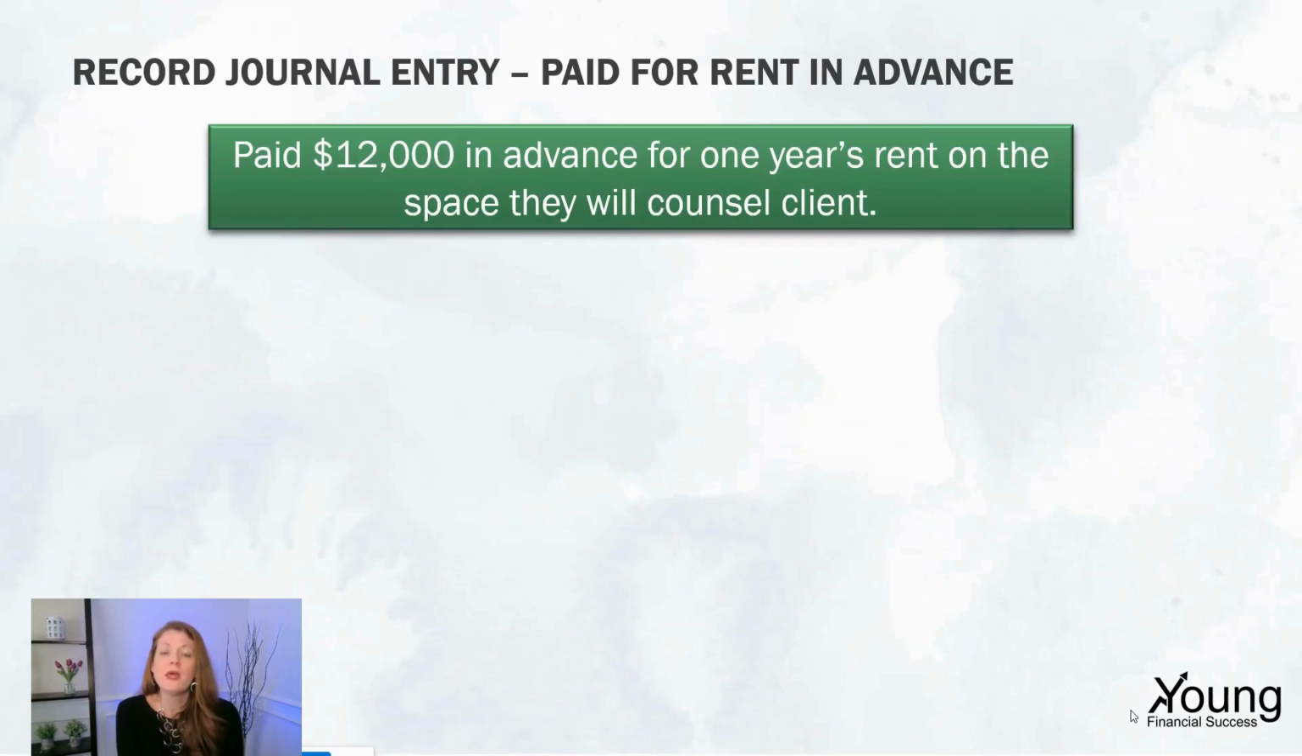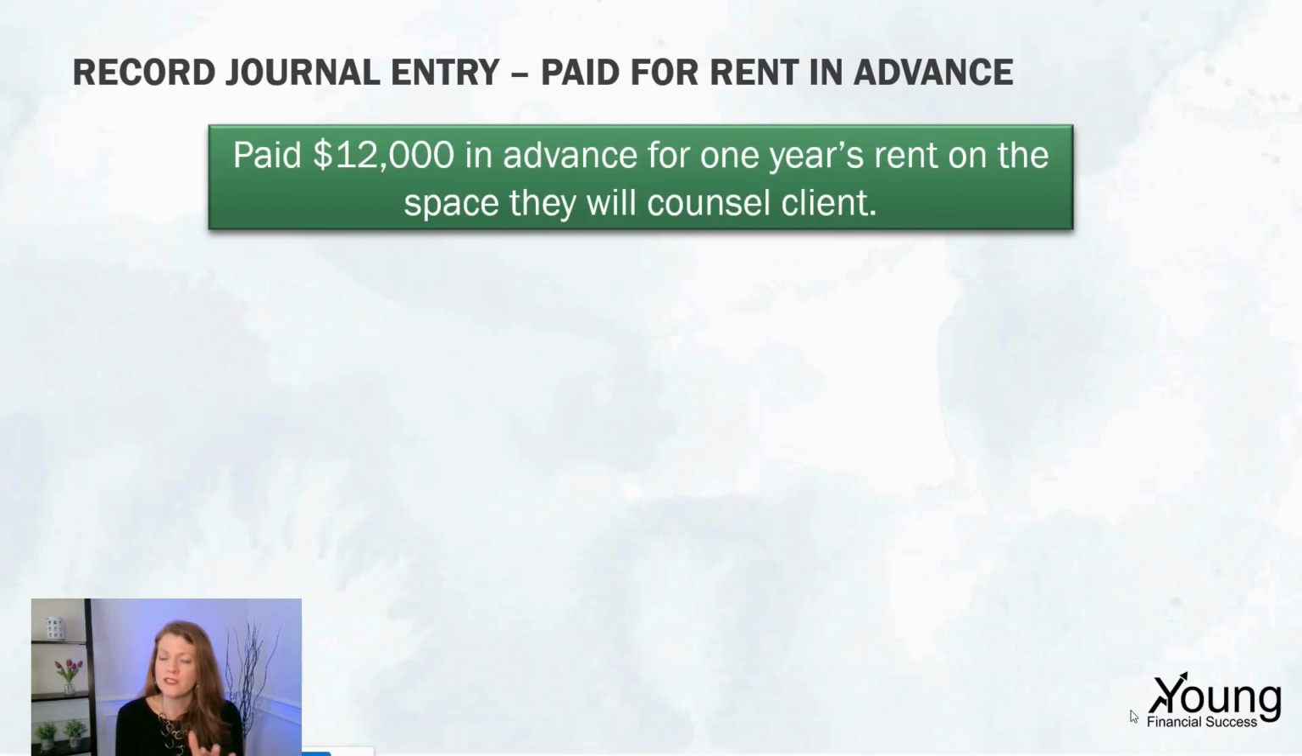Okay, so now we have paid for rent in advance. So they paid $12,000 in advance for 1 year's rent on the space that they're going to be counseling their clients. So $12,000 for 1 year's rent. So they've got cash going out for $12,000. So we know it's going to be a credit to cash.